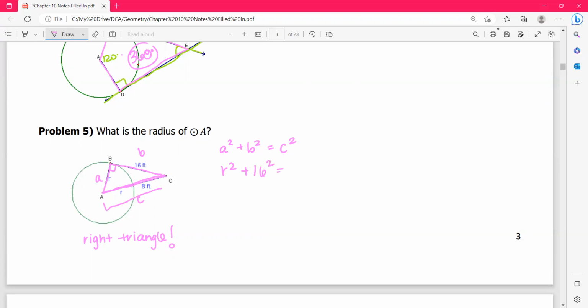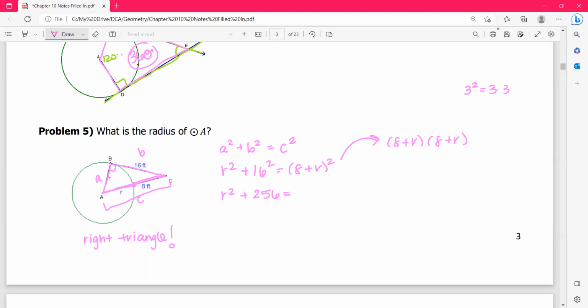Notice what C is. C is that entire side. It's not just R and it's not just 8, it's 8 plus R. These two need to be added together, so we'll square them as well in the Pythagorean theorem. And now we will do some simplifying. So R squared is R squared, plus 16 squared is 256. We have to remember that 8 plus R quantity squared is 8 plus R times 8 plus R. Just like, sidebar, 3 squared is 3 times 3. When we have squared, we multiply it by itself.